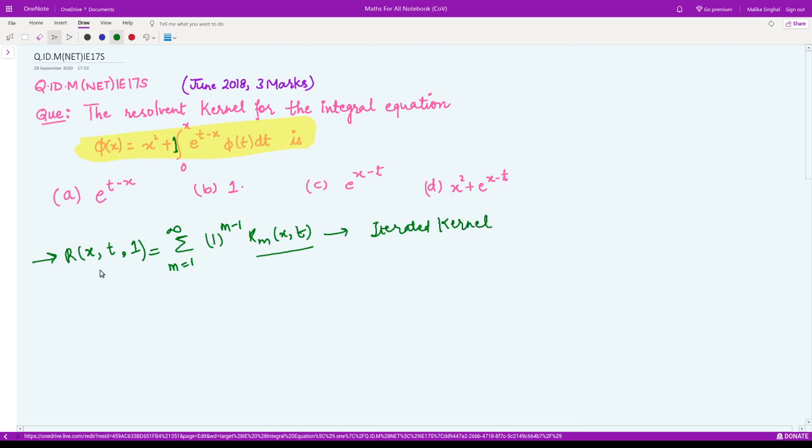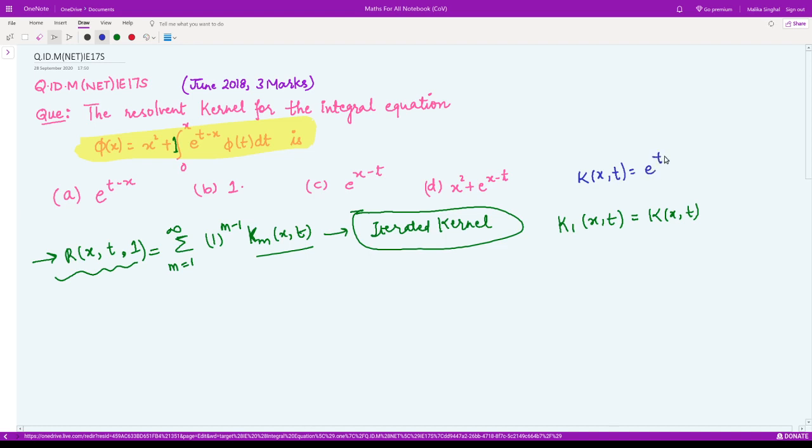So to calculate this resolvent kernel, we must first calculate the iterated kernels K_m(x,t). What is the definition to calculate these iterated kernels? K_1(x,t) is the same as K(x,t). And what is the kernel given in our question? K(x,t) is given to be e to the power t minus x, right? So K_1(x,t) becomes e to the power t minus x.